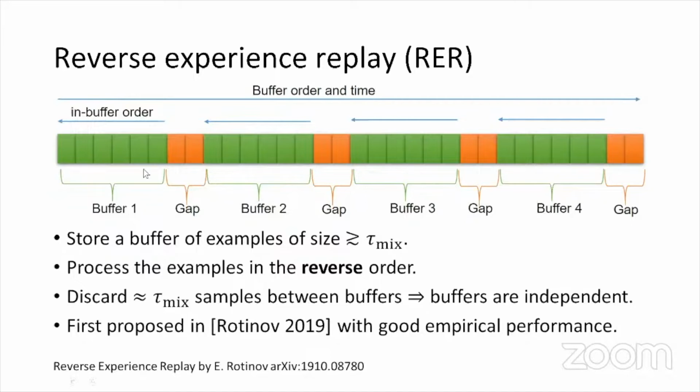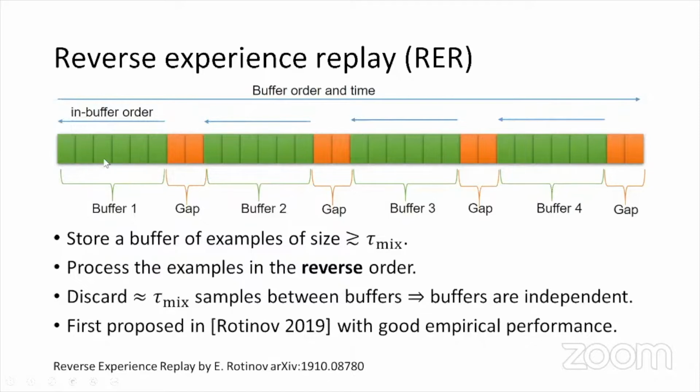The samples are evolving like this, and the way we use the samples is the following: we first take a buffer of a certain size. I'll explain what the size of the buffer should be. But given a buffer size, we process the examples in the reverse order. So we'll store all these examples, and then we'll do SGD in the reverse order. We'll first do SGD using this sample, then this sample, then this sample, all the way till the beginning.